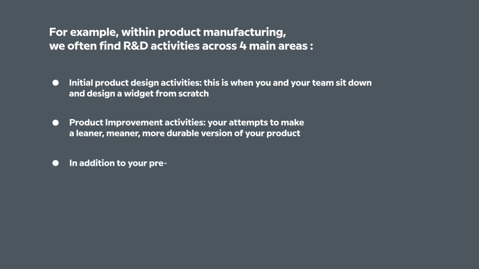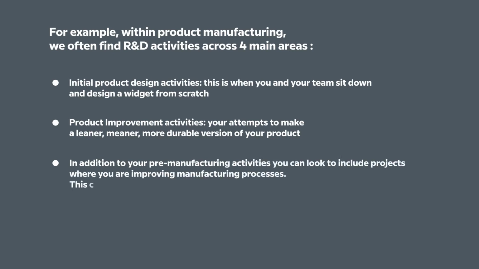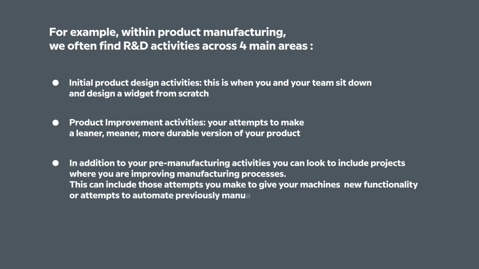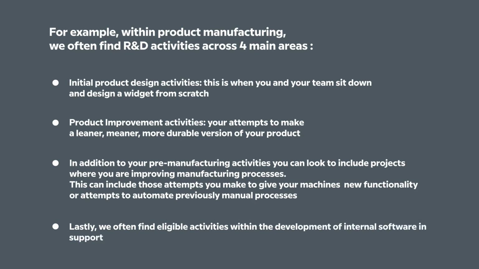In addition to your pre-manufacturing activities, you can also look to include projects where you are improving manufacturing processes. This can include those attempts you make to give your machines new functionality or attempts to automate previously manual processes. Lastly, we often find eligible activities within the development of internal software in support of your business functions. To help frame our conversations at the workshop, put your ideas down in the workshop preparation document.